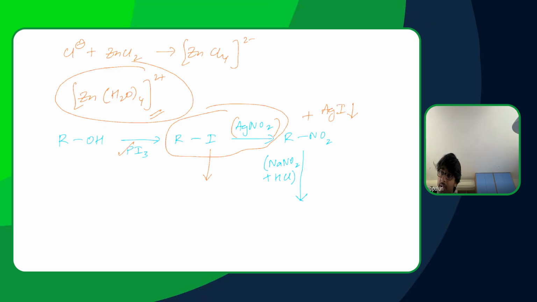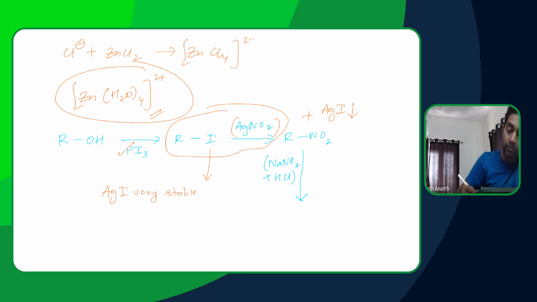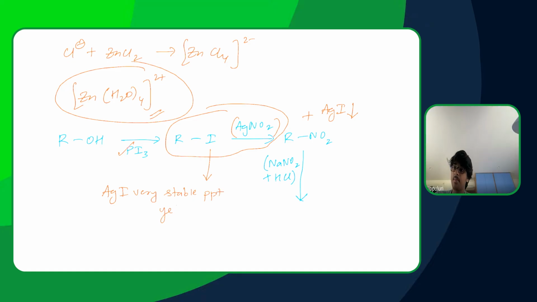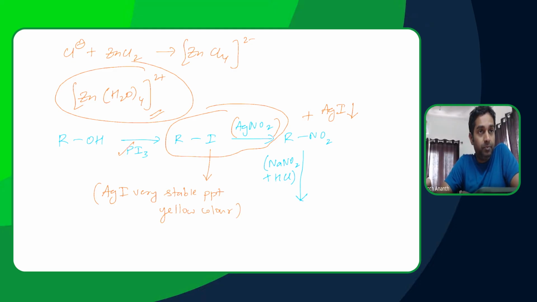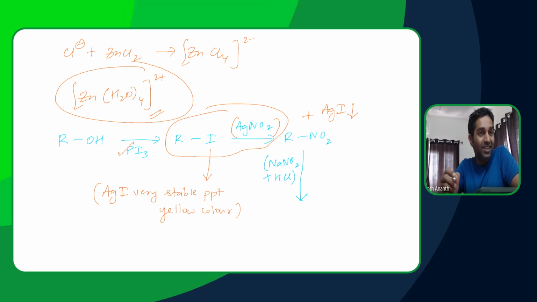The forward reaction probably fails. This is a precipitate. AgI is a proper precipitate. Silver iodide is a very stable precipitate, yellow in color, and highly insoluble also. So this precipitate is the reason why you use AgNO2 there. You want the nitro group to go there, so you do this. Easiest option to get it done.